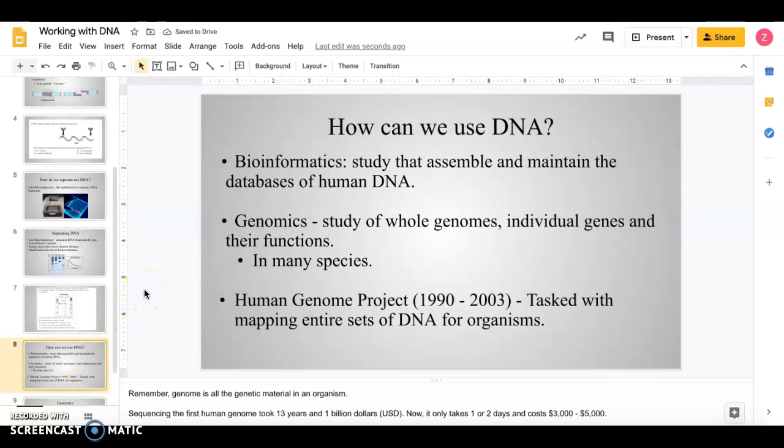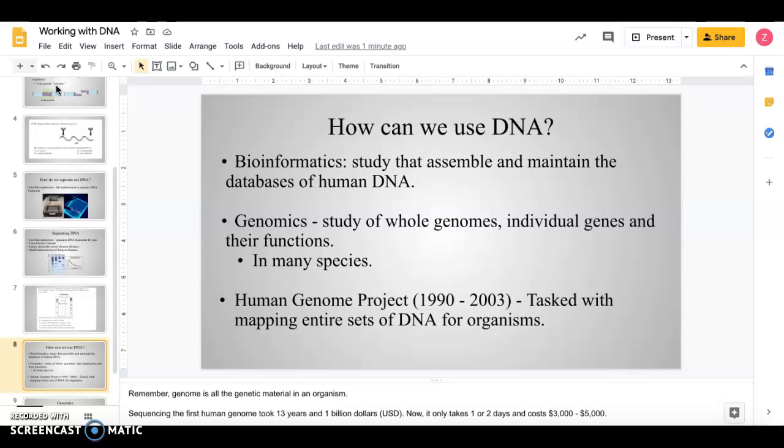So how can we use DNA? We're going to go into detail on bioinformatics, studies that assemble and maintain databases of human DNA. We're also going to talk about genomics, the study of whole genomes. Remember, genomes are all the genetic material contained in an organism. So in genomics, we'll talk about individual genes and their functions. And genomics can be used to study many different species.